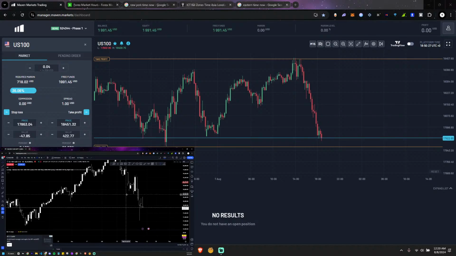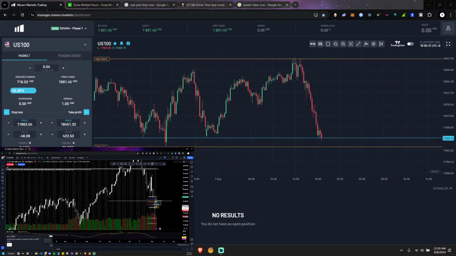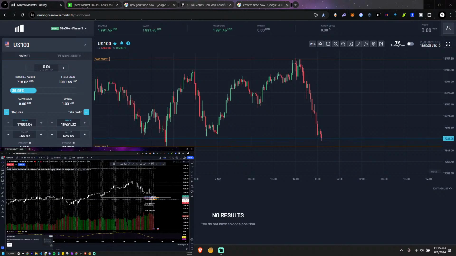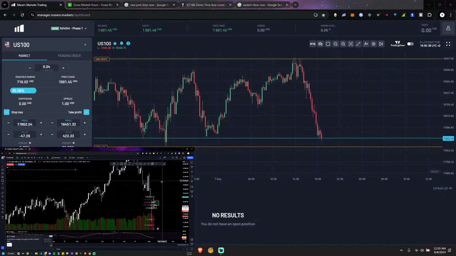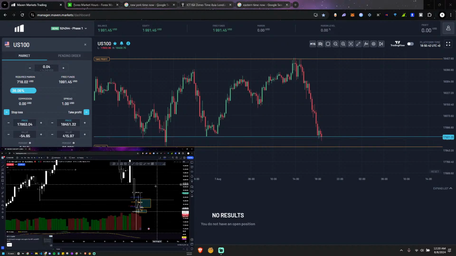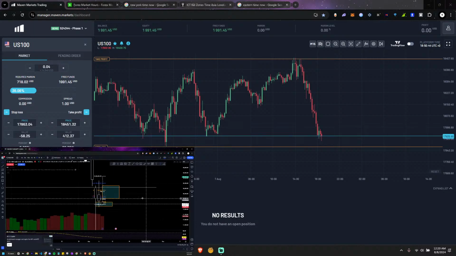But now that we took out these lows, this equal low right here, this internal term low, what the heck just happened? I have no idea what that was. Okay, whatever. As long as we take out these lows. So this internal term low was taken out. So it's sweeping liquidity, which means it should go bullish anytime now, right?